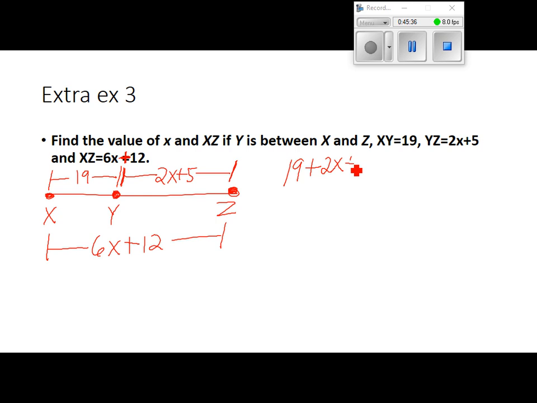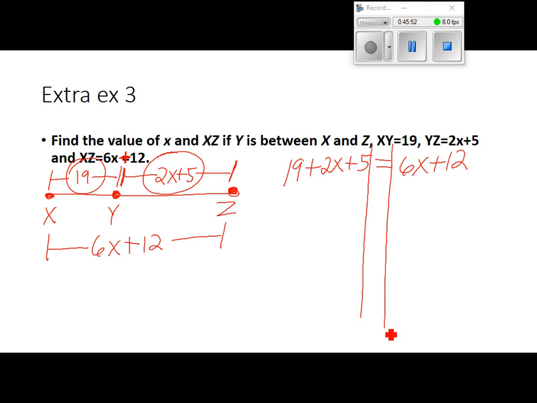Slow down. Does everybody agree with Keaton so far? 19 plus 2x plus 5. This plus that should equal what, Keaton? 6x plus 12. Everybody with me to that point? 12. Jalen, are you back on track? Yes.